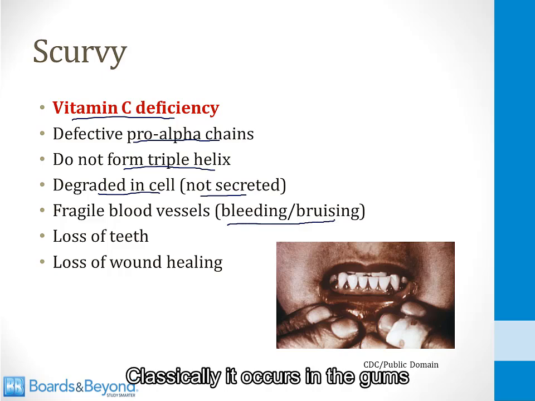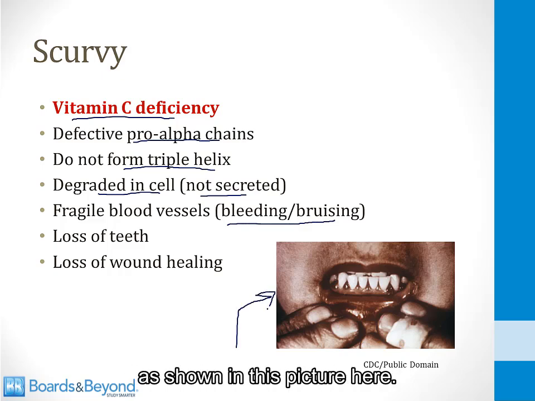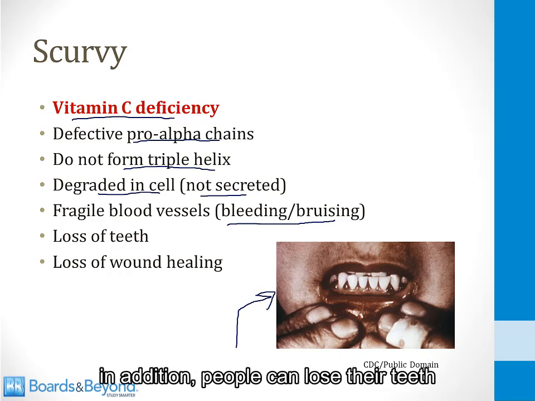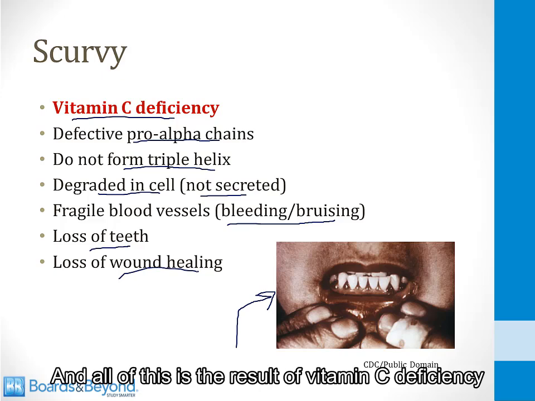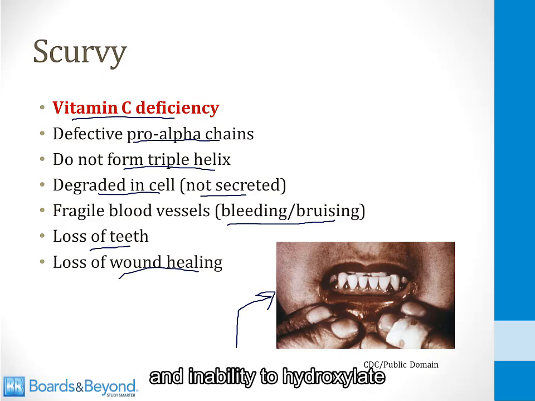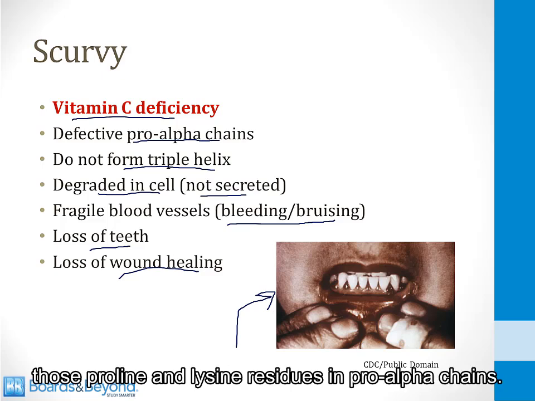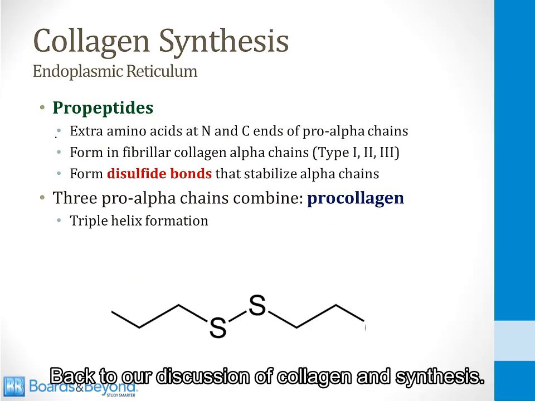So if you can't form collagen because of a vitamin C deficiency, the first thing you'll notice is bleeding or bruising. Classically, it occurs in the gums, as shown in this picture here. There can be bleeding in the gums. In addition, people can lose their teeth, and there can be poor wound healing. And all of this is the result of vitamin C deficiency and inability to hydroxylate those proline and lysine residues in pro-alpha chains.